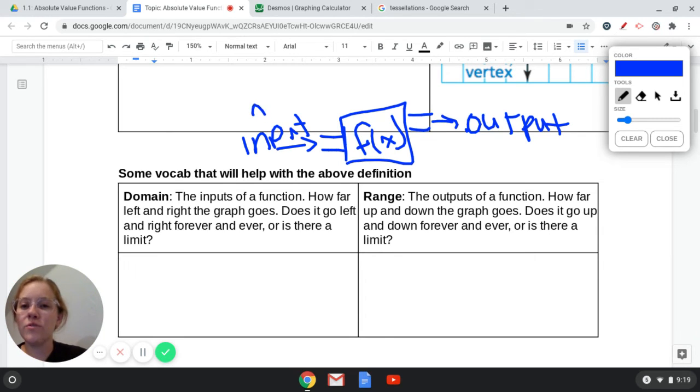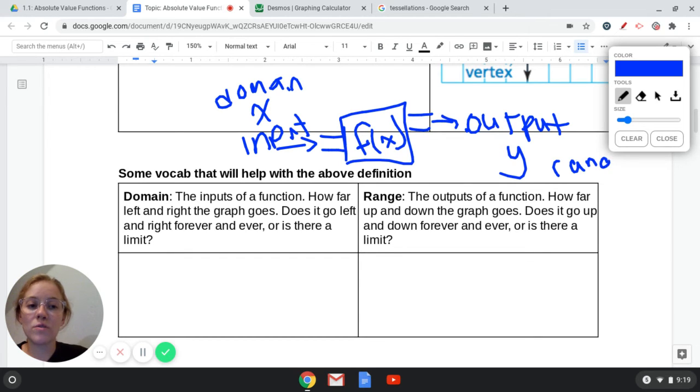Absolute value, you put in an x value, that's what the input is, and you get out one y value, that's what the output is. So then domain are all of your possible inputs. And then your range are all of the possible outputs, or all of your possible y values. In other words, where does the graph go? So for example, absolute value looks like this.